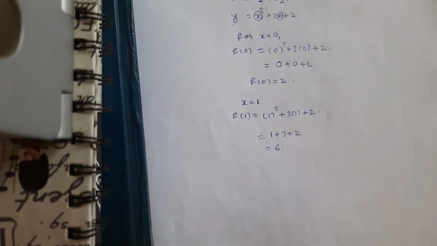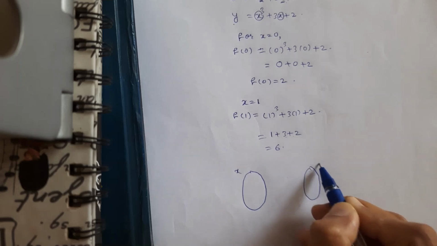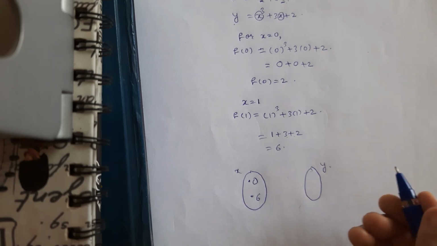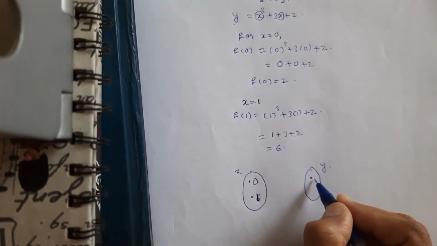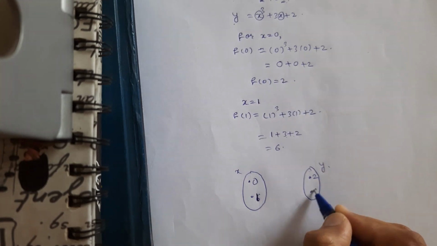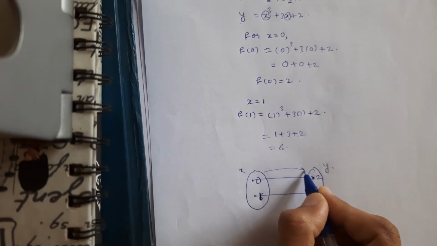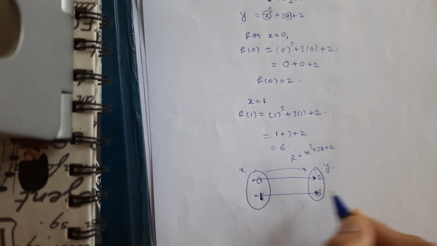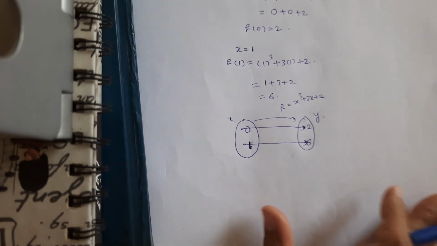Okay. Now in a Venn diagram, how will I represent it? Suppose here I have x and here I have y. My x values are 0 and 1, and here for 0 I get y equal to 2, and for 1 I get y equal to 6. So this 0 is related to this, and this relation is nothing but x cube plus 3x plus 2. That's how these two values are related. It's a function. Okay, is that clear to everyone?